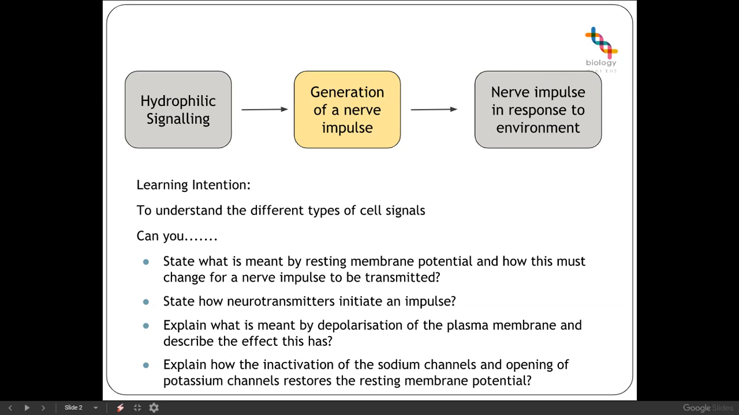So what you're required to be able to do is state what is meant by the resting membrane potential and how this can be changed in order for a nerve impulse to be transmitted. You need to be able to state how neurotransmitters initiate that impulse, explain what is meant by the depolarization of the plasma membrane and describe the effect that this has, and explain how the inactivation of sodium channels and opening of potassium channels restores the resting membrane potential.